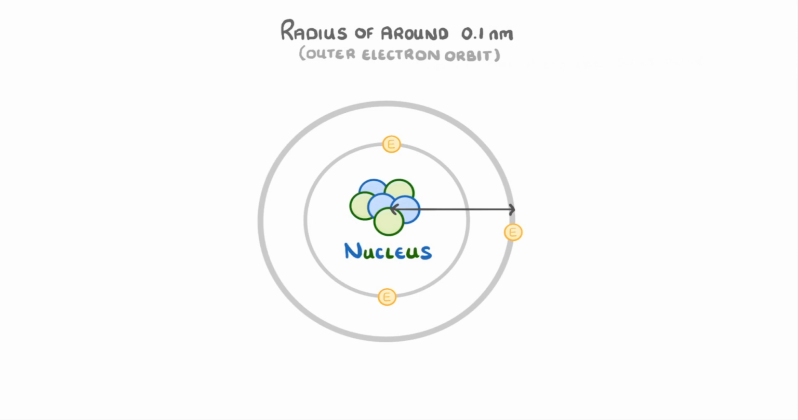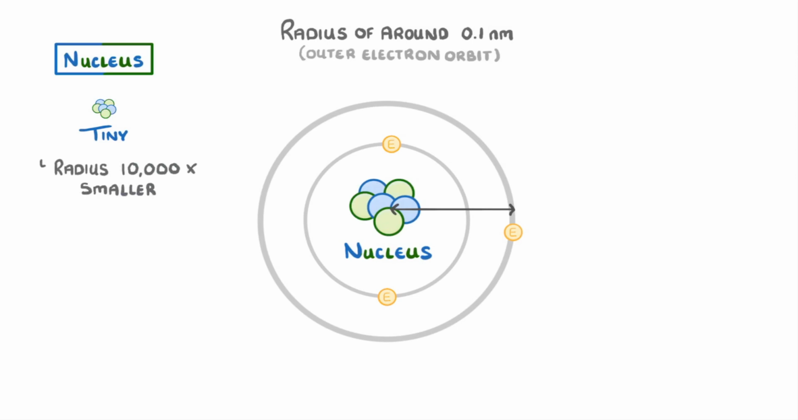Now, although it looks pretty big in this picture, the nucleus is actually really tiny. If we compared its width to the width of the atom itself, the nucleus is 10,000 times smaller. Although the electrons are actually even smaller, and if we were to draw them to scale, they'd be too small to see.